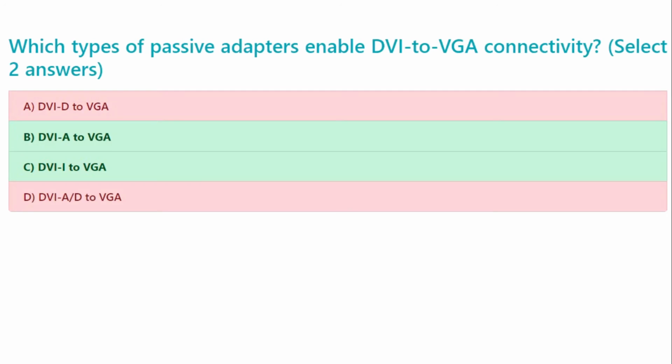The correct answers are B. DVI-A-to-VGA. C. DVI-I-to-VGA.